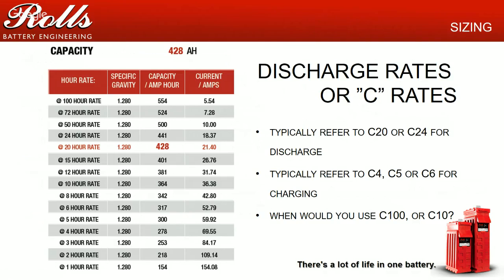In North America, and most of the rest of the world, we use C20 for discharge rates. Telecom systems would use a C100, and in Europe, they typically use a C10 discharge rate. When you're recharging the batteries, you want to use about a C4 to C6 rate for charging. So ideally, you want to charge that 420 amp hour battery between 42 amps and 60 or 70 amps of current. Again, that is to limit the amount of time that you spend in absorb.